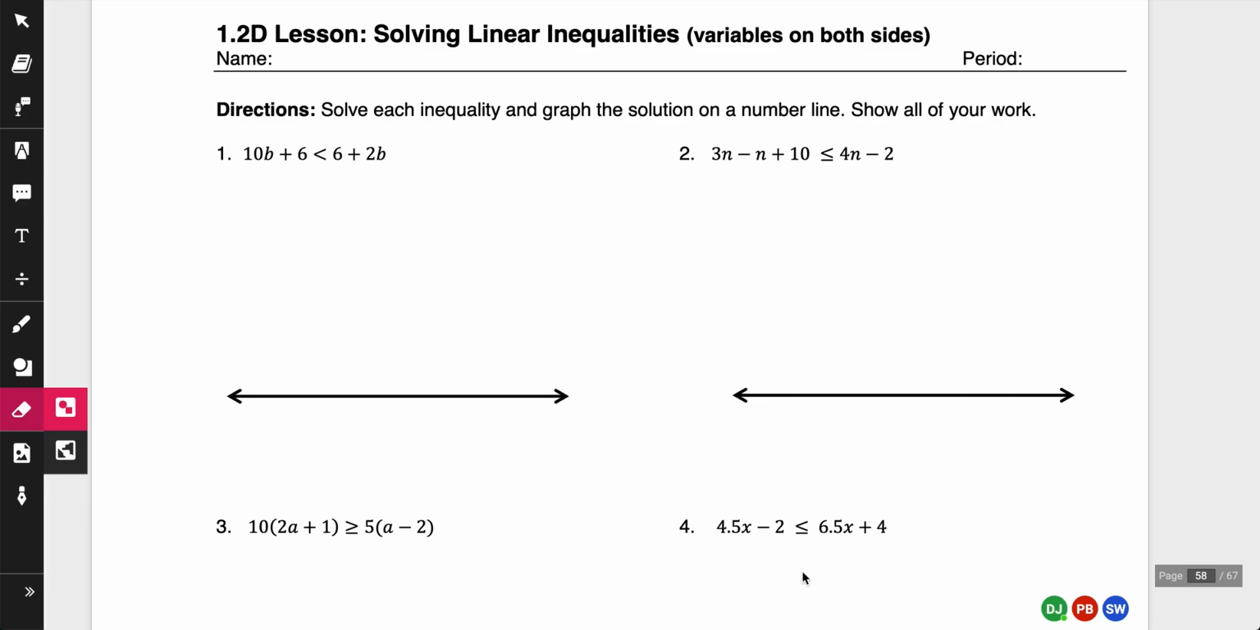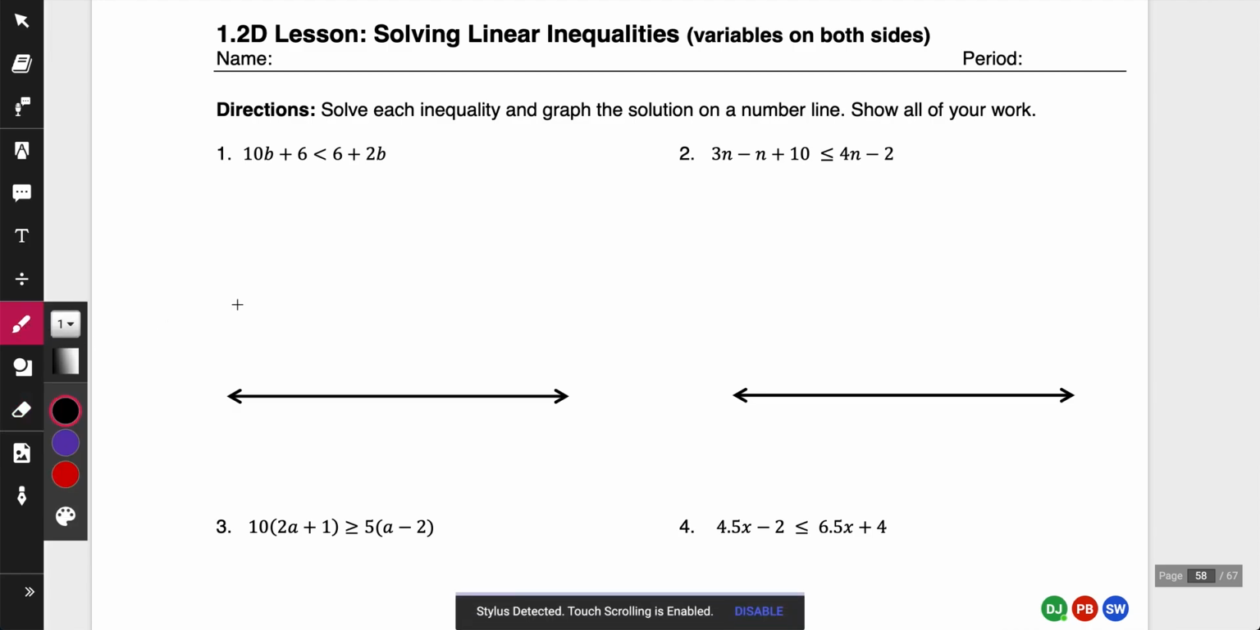To be doing today is going over lesson 1.2D, solving linear inequalities. So the only difference between this lesson and 1.2A is we have variables on both sides of the inequality. So we're going to be going over this together, and hopefully you're going to be able to try a few on your own as well.